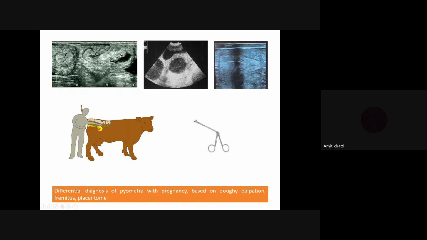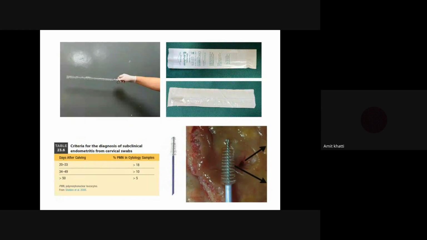Okay, and one point to be noted here is that pyometra and pregnancy generally have similar manifestations while doing rectal palpation. So one is supposed to differentially diagnose both conditions based on the doughy palpation, because the tonicity or elasticity you will observe in the pregnant uterus will be missing in case of pyometra. So it will be doughy on palpation, and fremitus and placentomes will be missing. Thinning and thickening of the uterine wall is also a differentiating feature between pyometra and pregnancy.